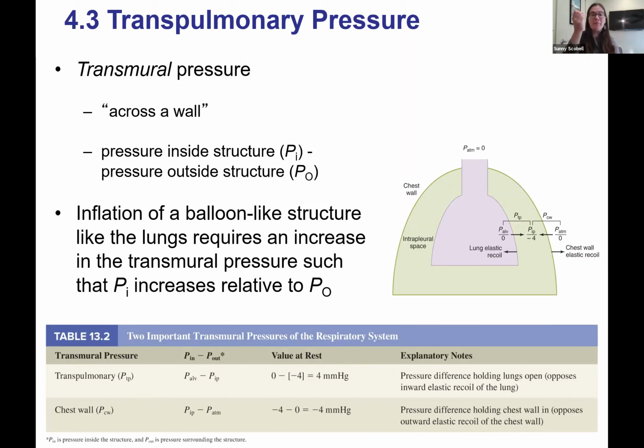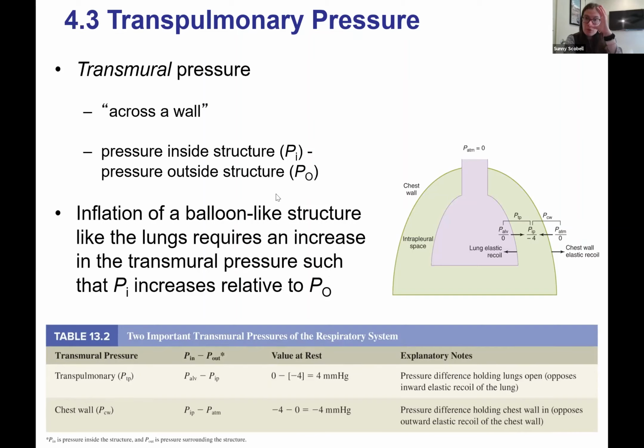And then you let it go back up, and then it squishes back out. Okay? So then the transmural pressure is the pressure on the wall of the bottle, that would be the chest wall. The bottle is going to be our model for the chest wall. And the transpulmonary pressure is going to be the pressure across the balloon wall. So the inflation of a balloon-like structure requires an increase in the transmural pressure such that PI increases relative to PO. Pressure inside increases relative to pressure outside.